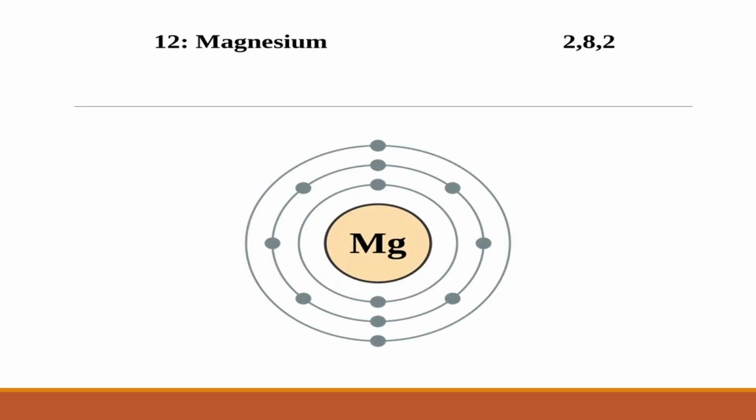If we see the magnesium element, the atomic number of magnesium is 12. What's the electronic configuration of magnesium? 2, 8, 2. In the first shell, it can accommodate 2 electrons, and in the second shell, it can accommodate the maximum number of electrons, that is 8, and the remaining 2 electrons move on to the third shell. So the valency of elements in this group is 2. Likewise, all the elements present in each group have the same number of electrons in their valence shell.